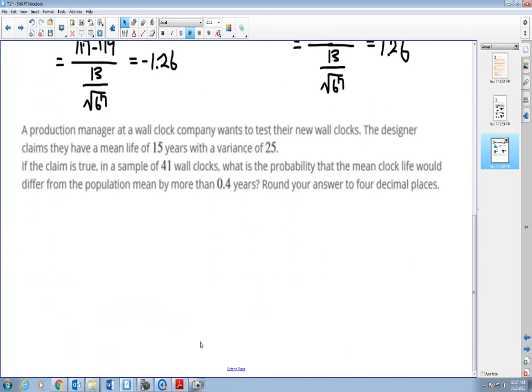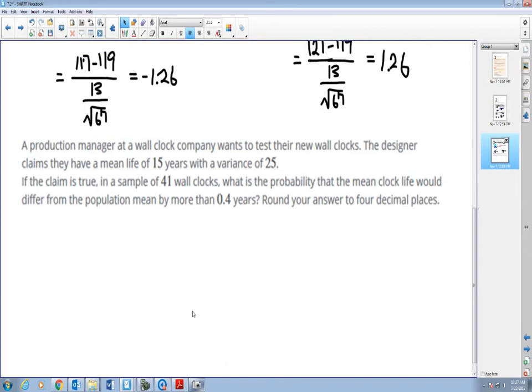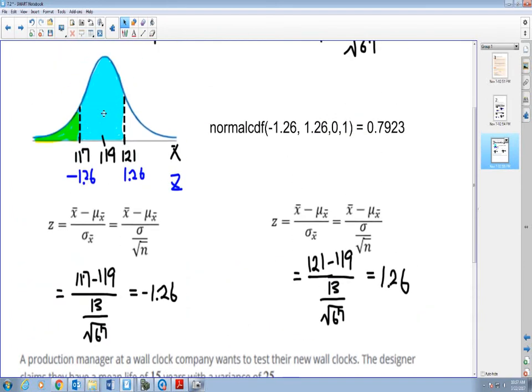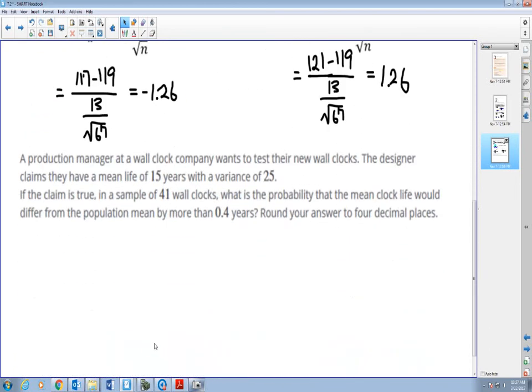All right. This is a very neat problem too. So basically the problem we just did is looking for the area in between. We don't want the area to the right or the area to the left.